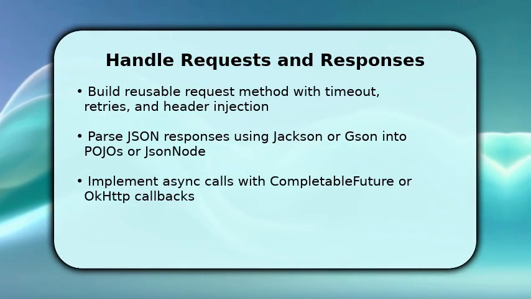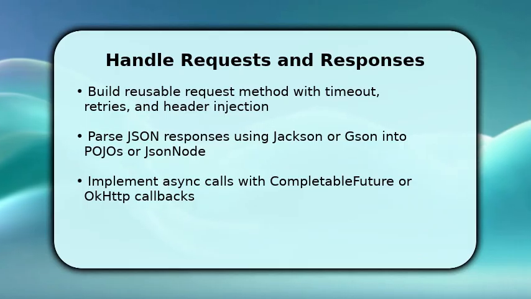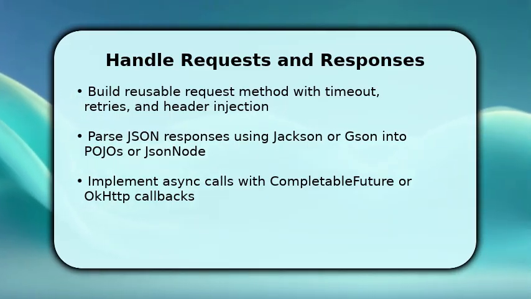You should parse JSON using Jackson or Gson into typed POJOs for clarity and validation. This reduces bugs and clarifies data flow. Make sure to add error handling for non-2xx codes and implement exponential backoff for retries.